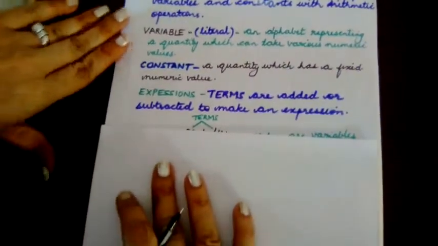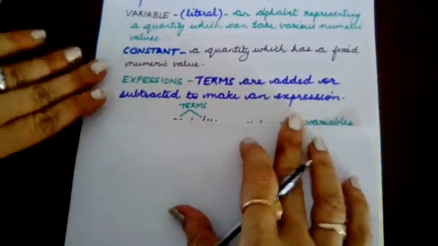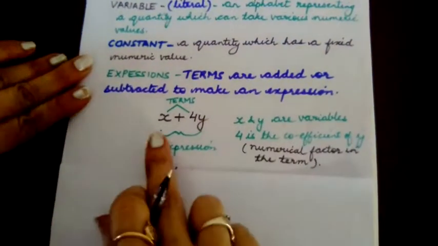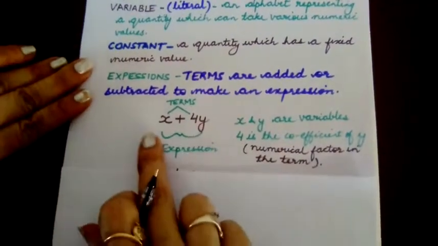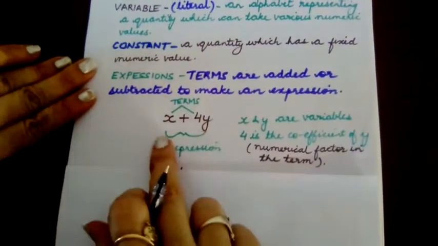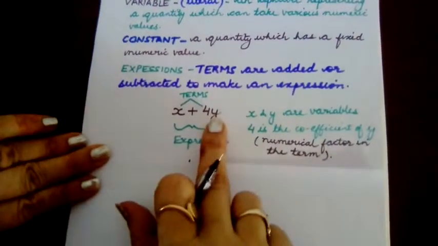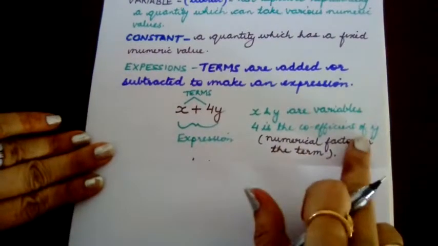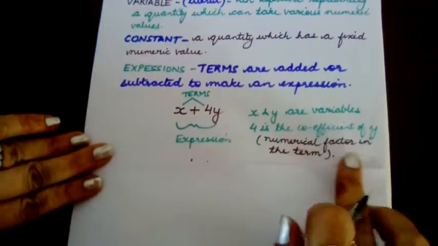Expressions: terms are added or subtracted to make an expression. For example, x plus 4y is an expression, and x and 4y are two terms here. x and y are variables, whereas 4 is the coefficient of y. Coefficient means the numeric factor in the term.